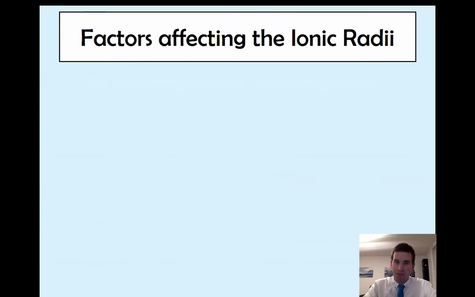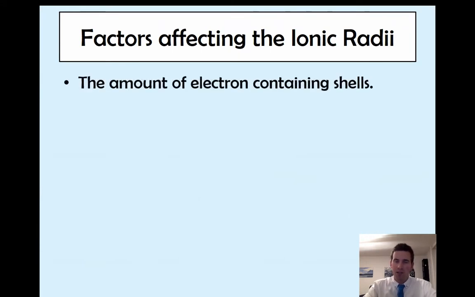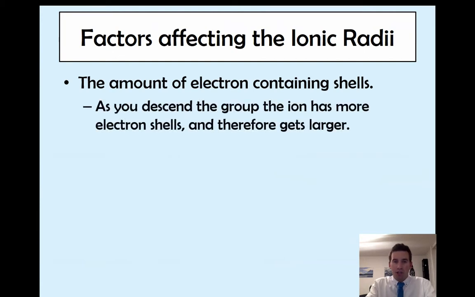So, factors affecting the ionic radii. One of them is the amount of electron-containing shells. Now obviously, the more shells there are, the bigger the ion. It's very simple. More electrons, further and further from the nucleus, overall the ionic radii gets bigger. Therefore, as you go down a group, the ionic radii increases because you're adding more shells. That one's reasonably straightforward.